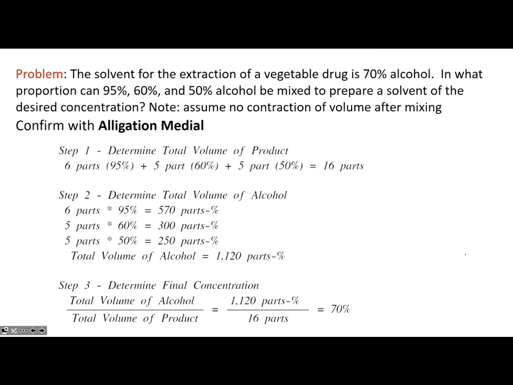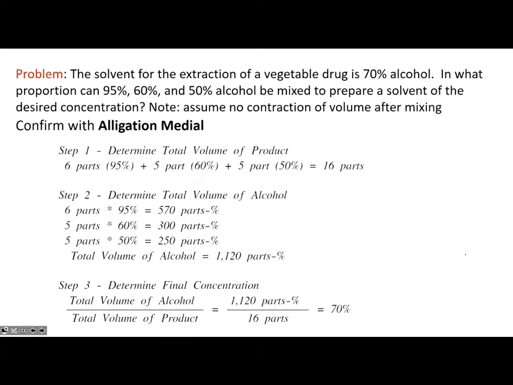So remember, when we do the allegation medial, step 1 is just add up the total number of parts, regardless of where it's from. So remember, we had 6 plus 5 plus 5, so our total number of parts was 16. That was step number 1. We just added up the parts. What's new about the medial method is let's determine how much alcohol is going to be in that. So to do that, we take the individual parts for each concentration times its concentration. So we have 6 parts of the 95%.